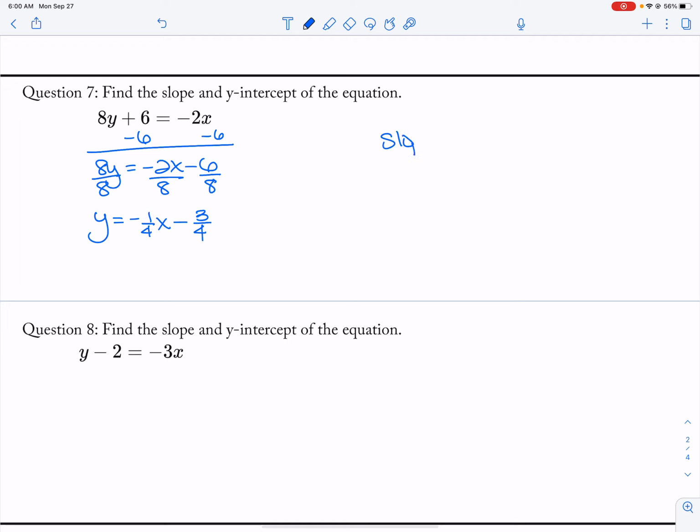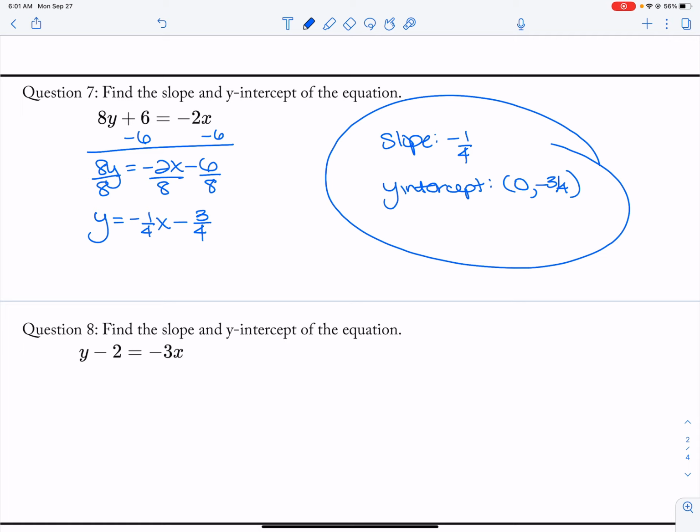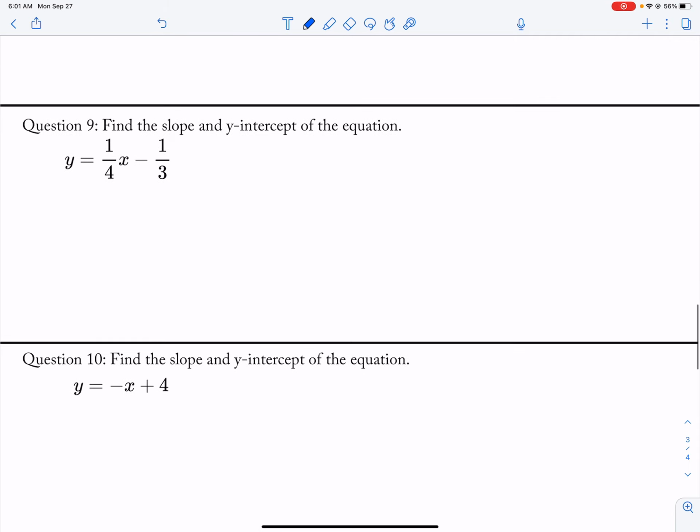So then my slope, again, is the number in front of x, so the coefficient of x, which is negative 1/4. And my y-intercept is what's being added or subtracted, so 0, negative 3/4. Okay. Again, slope already in slope-intercept form. So then my slope is 1/4 and my y-intercept is, not negative, 0, negative 1/3.